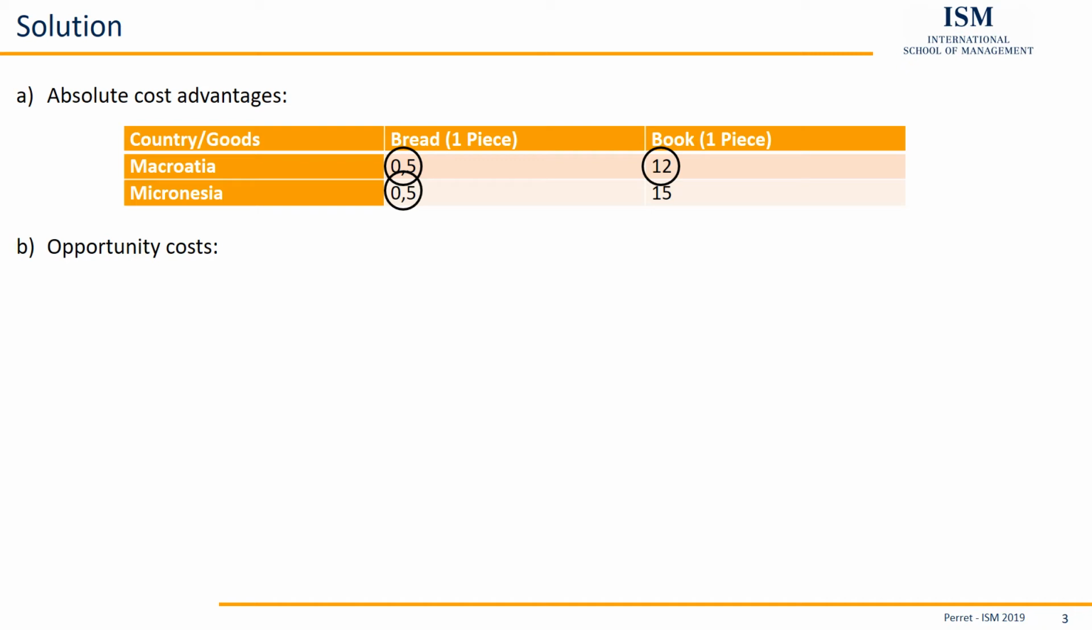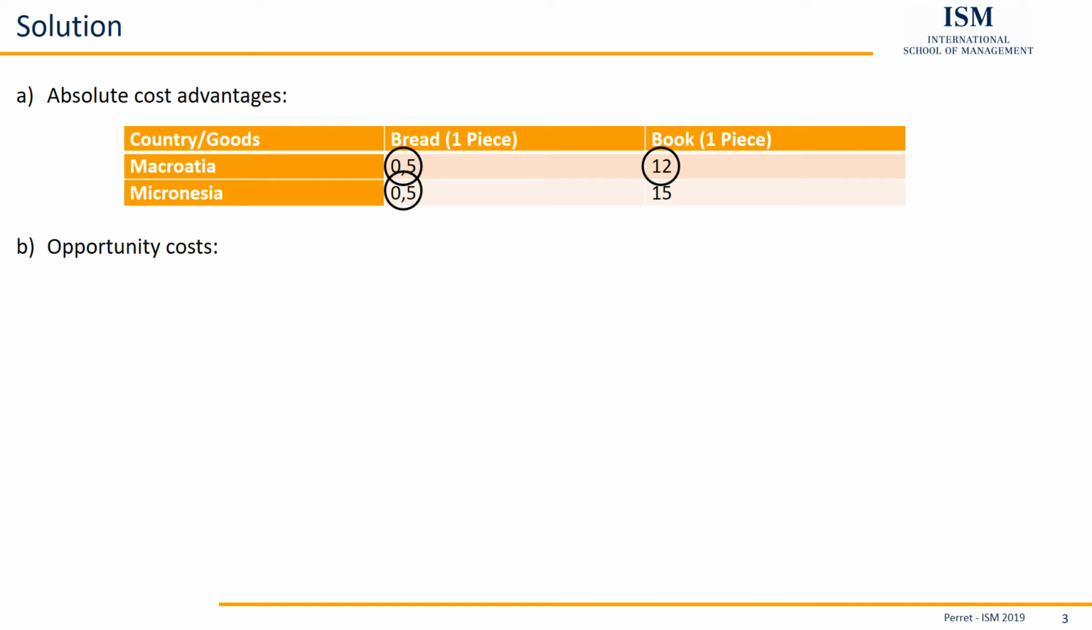So what we are going to do here from a calculation point of view is, for each country, for example for Micronesia with bread, we take the price for bread in Micronesia, 0.5, and divide this by the price for the other good, so by the 12. Then we get the opportunity cost for bread in Micronesia.